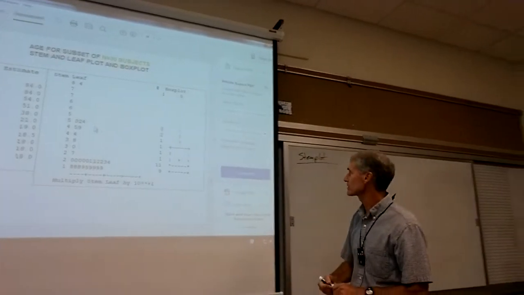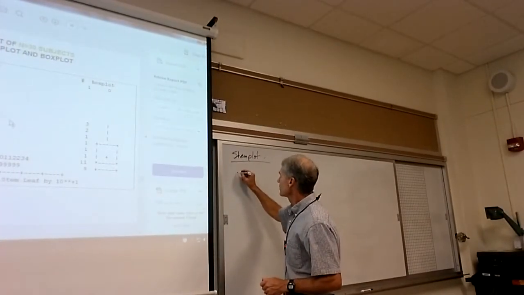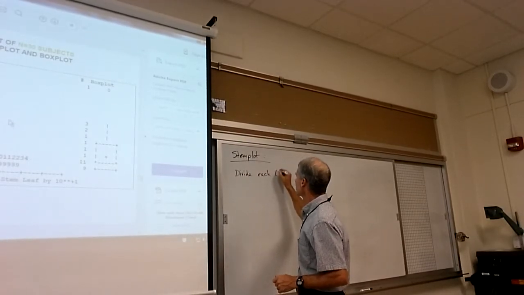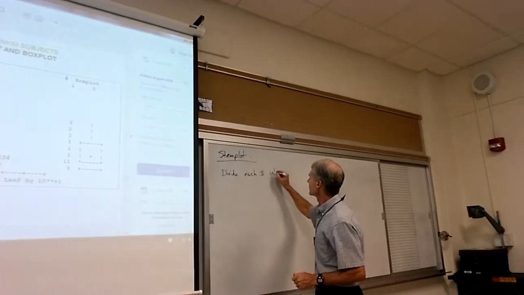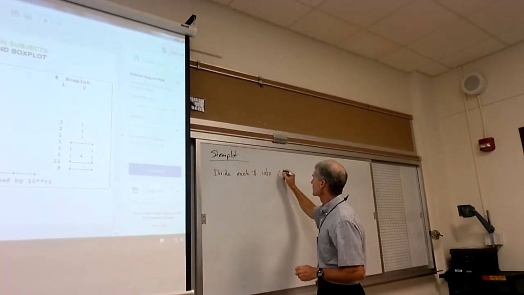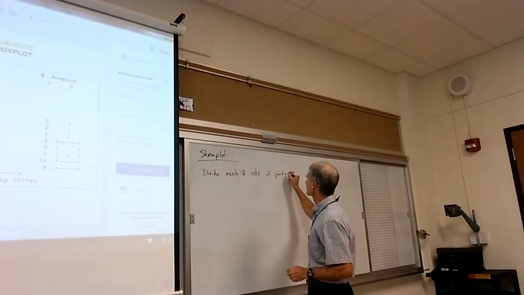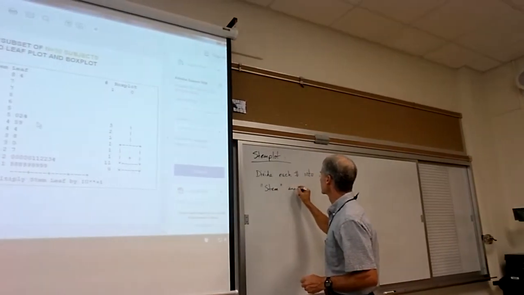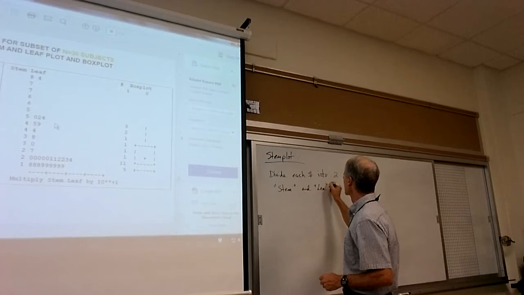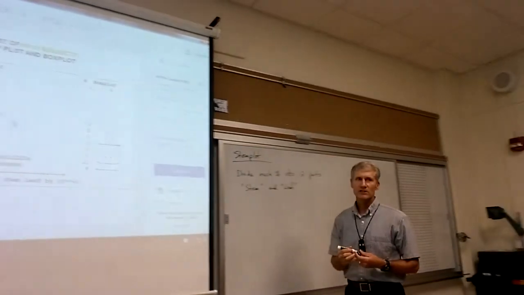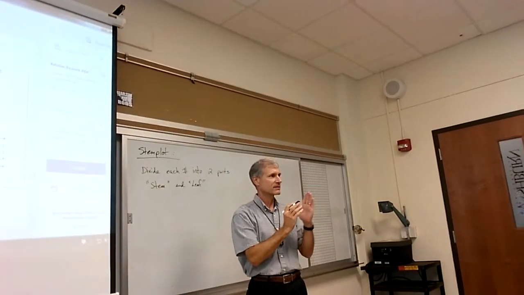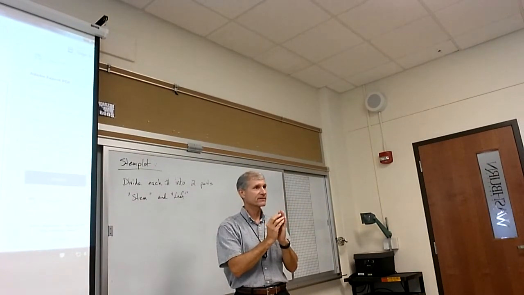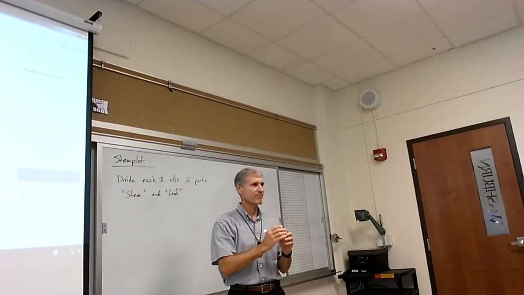So the way this works is you divide each number into two parts, the stem and the leaf. Generally, you'll use the last digit, the last significant digit in the number as the leaf, and then the rest of it is the stem.